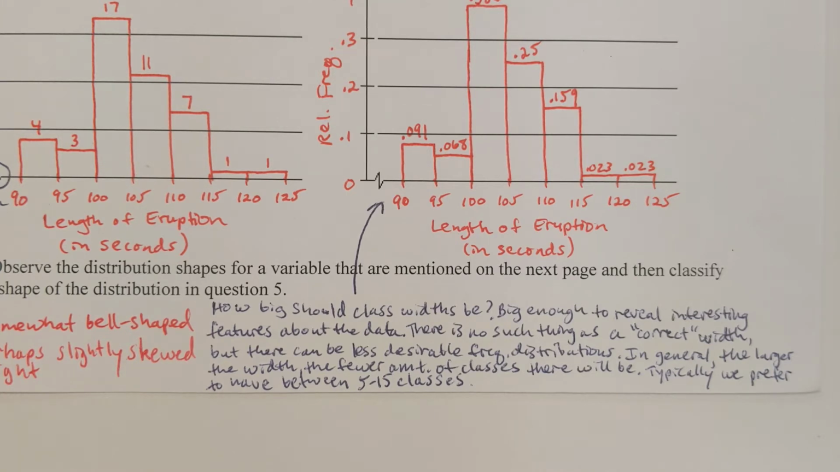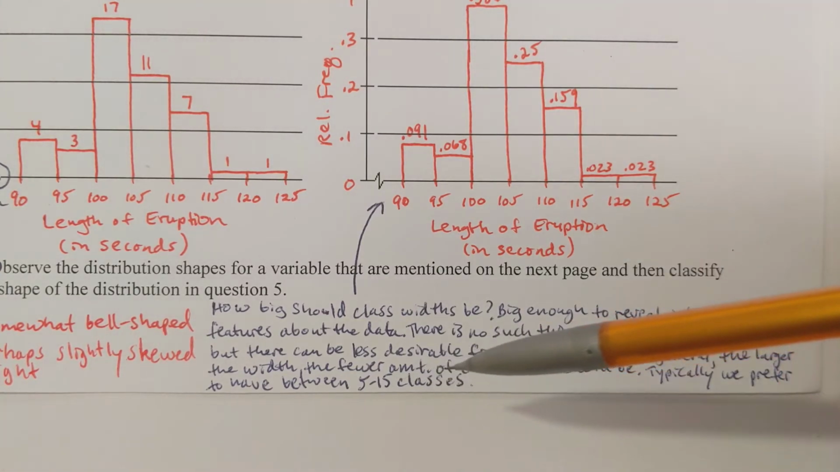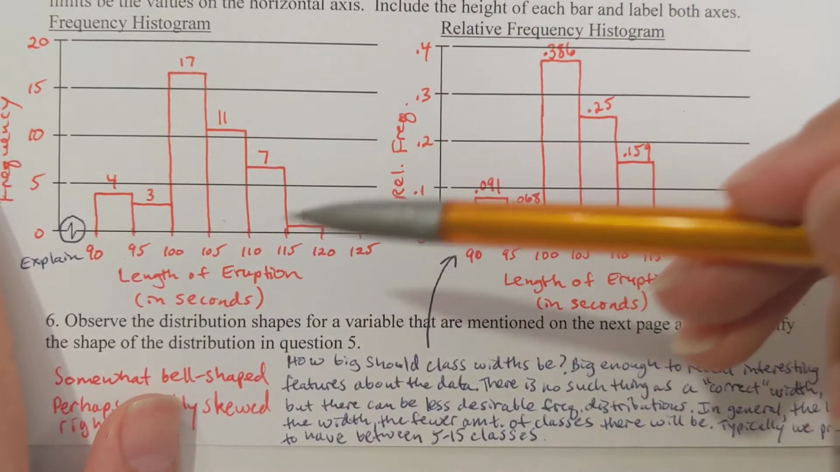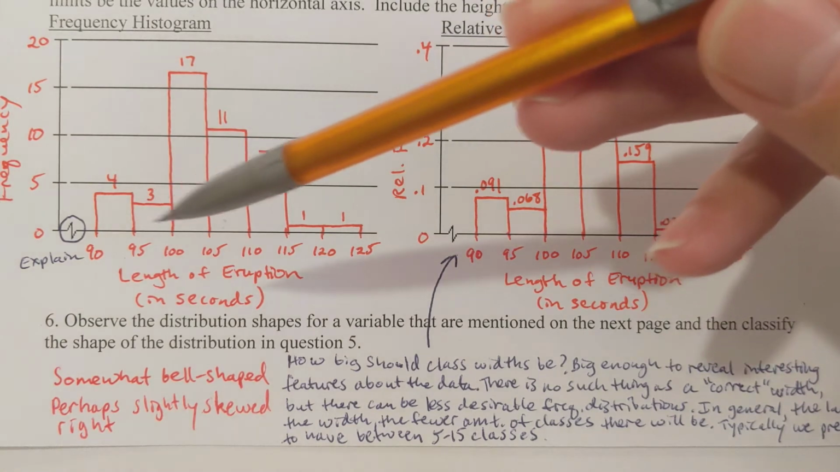The smaller the width, the more classes there will be. Typically we prefer to have anywhere between 5 and 15 classes, so between 5 and 15 bars is typical of a histogram. Now, what if I used a width of 20?